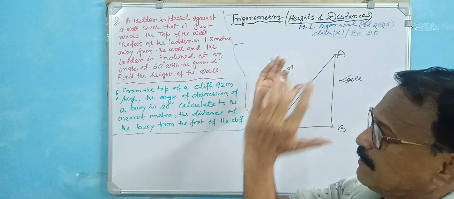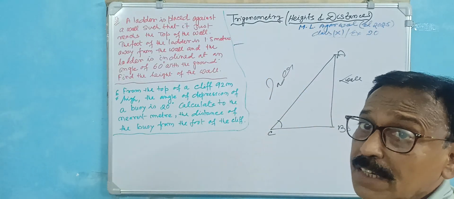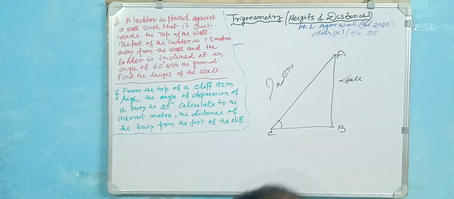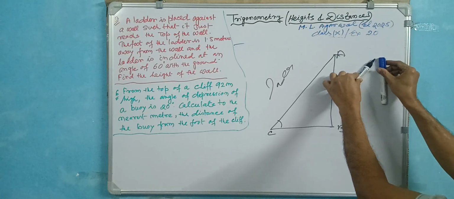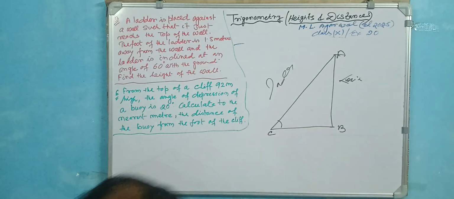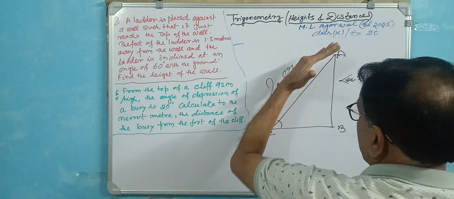There is a wall like this, and you place the ladder against it like this. Is it clear? This is the wall, you place the ladder in this way, and this is the base. Is it clear to you? This is the wall, and you place the ladder like this.